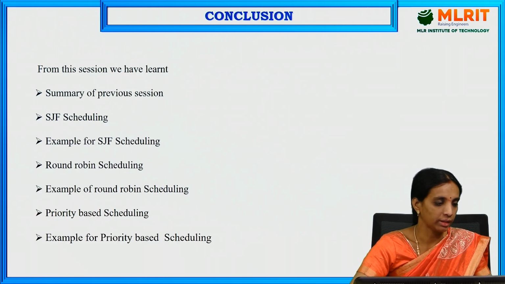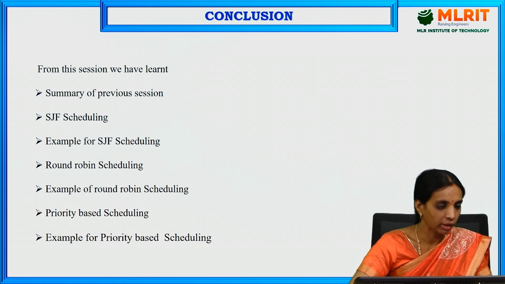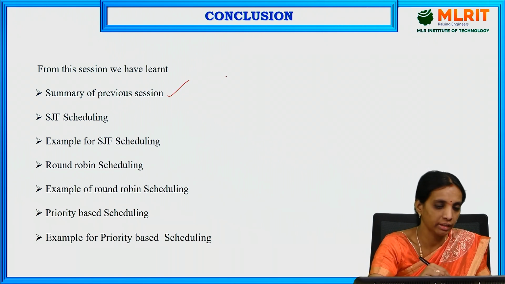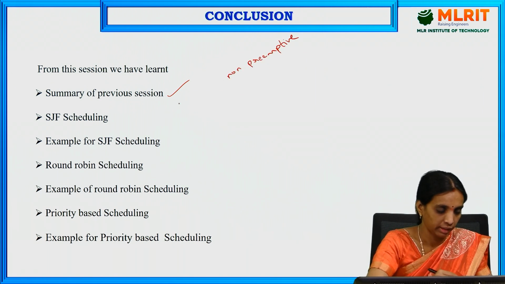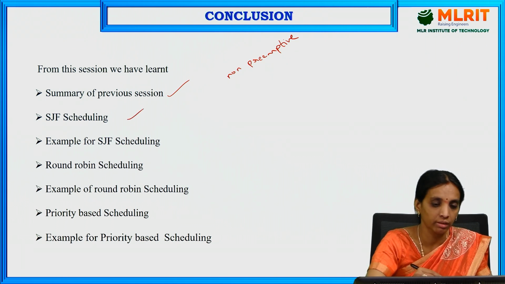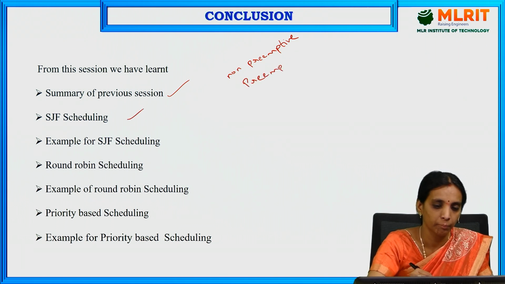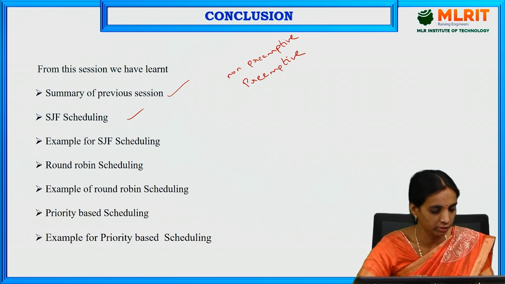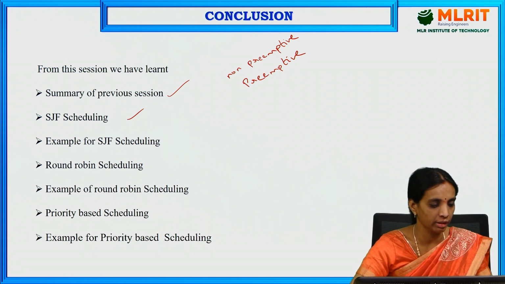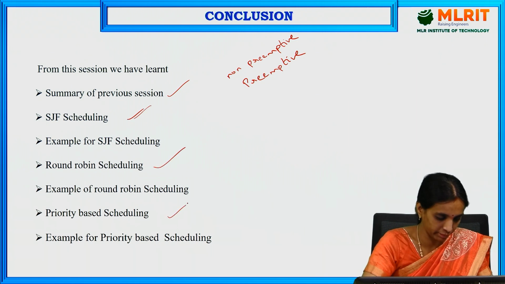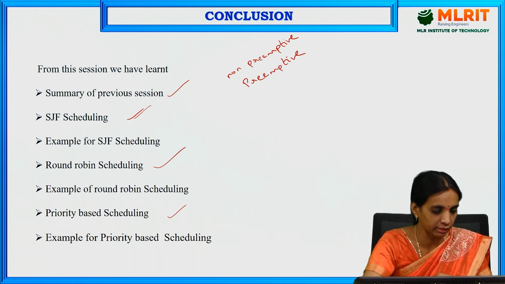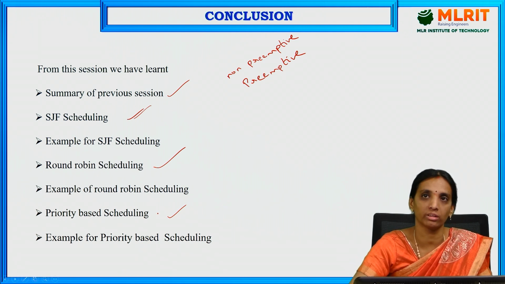So, conclusion. Here we have discussed the summary of the previous session. That is, the algorithms we discussed in the previous session were non-preemptive scheduling and shortest job first scheduling. In this session, we are discussing the preemptive scheduling algorithms. In preemptive scheduling, there are 3 types of algorithms: shortest job first scheduling, round robin scheduling and priority based scheduling. So, we have discussed these 3 scheduling algorithms and examples of them in this present session. Thank you.